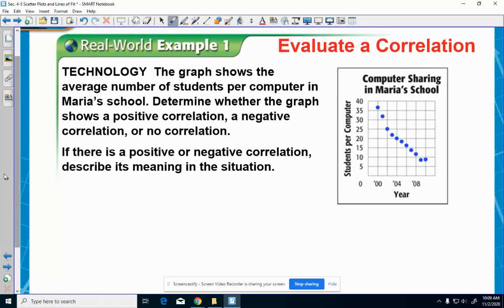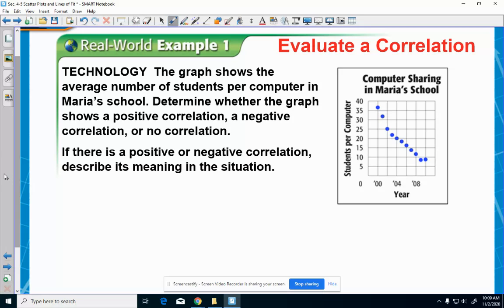If you look at this one here, just by looking at the picture, you'll quickly be able to tell me what the correlation is, I would assume. Maddie, you would say the correlation there is what? Negative. Now, what does negative mean in this situation, though? Look at the title. What does negative mean in this situation?